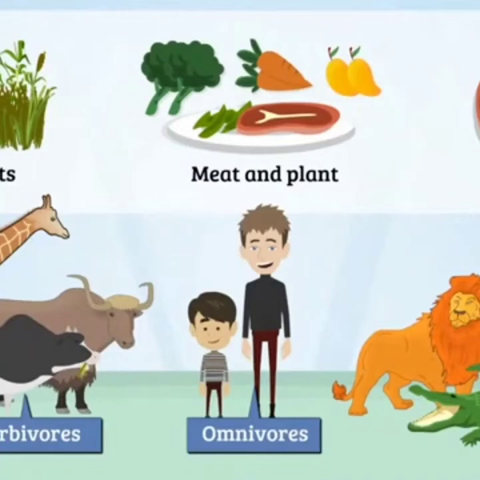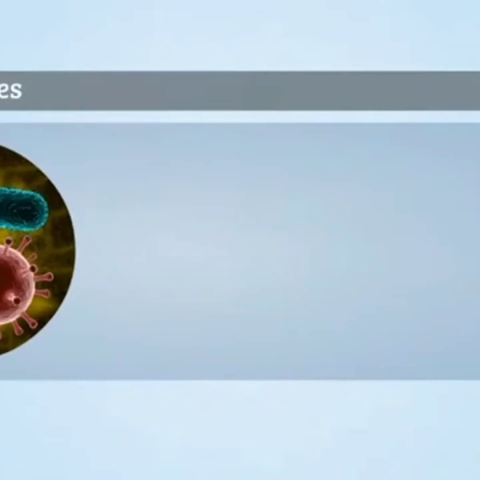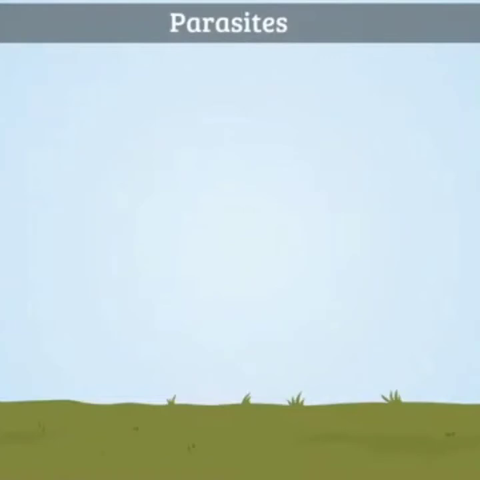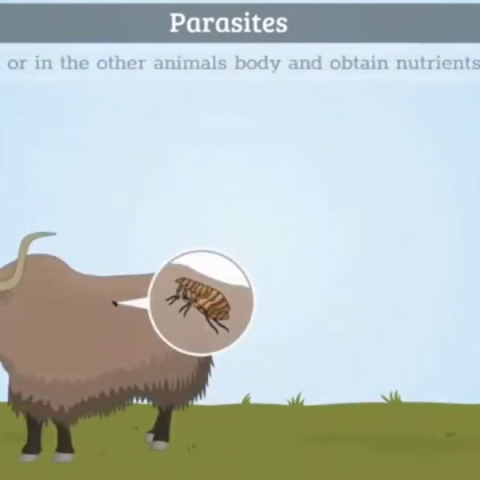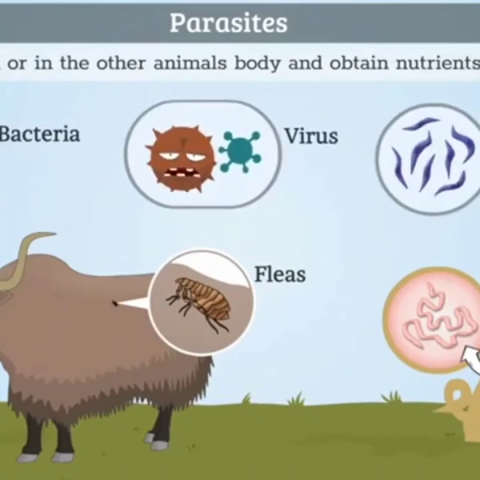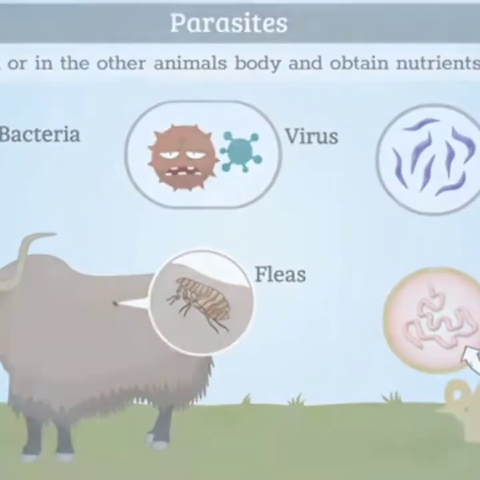Now, apart from herbivores, omnivores and carnivores, we have some other types of organisms such as parasites, scavengers and decomposers. Parasites are the organisms that live on or in another animal's body and obtain nutrients from the host body. Host is the animal on which another animal lives and feeds. When we talk about parasites, fleas and lice live on the host body and suck blood, whereas tapeworm and roundworm live inside the host body.